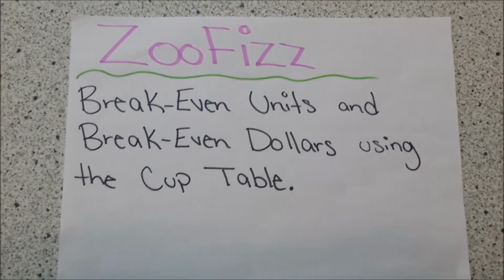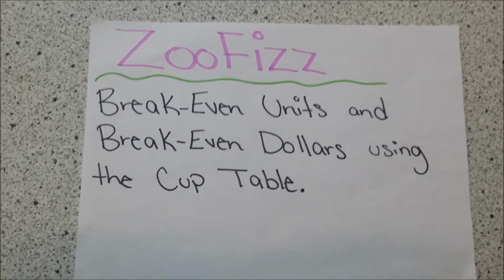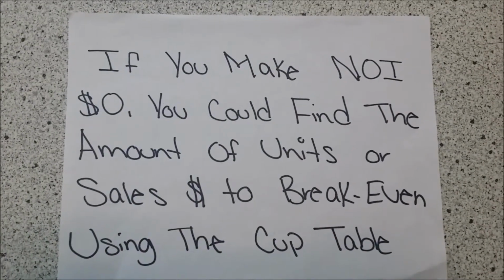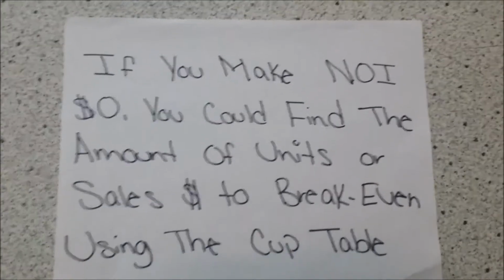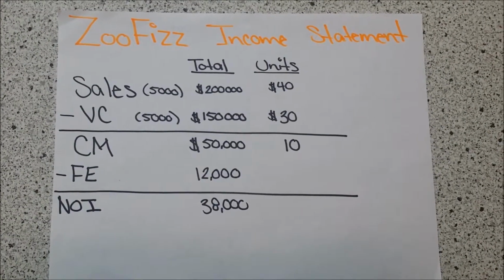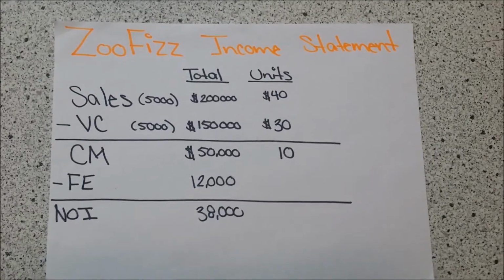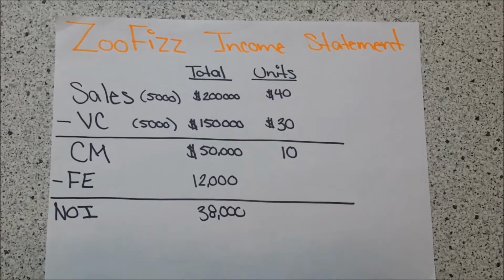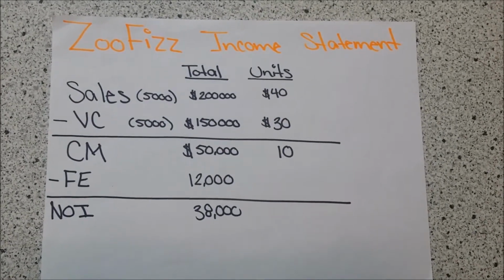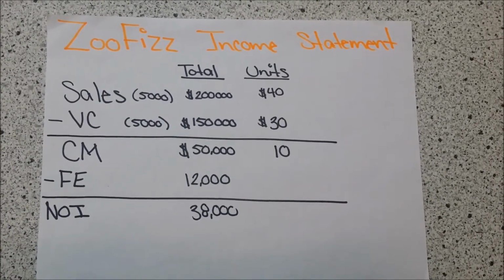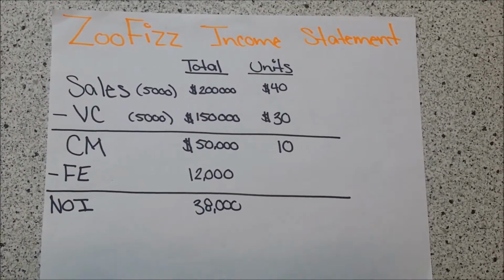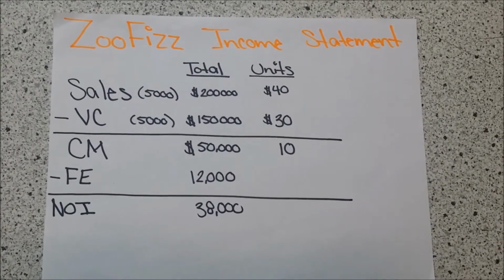Hi everyone, my name is George and I'm going to help you calculate break-even units and break-even dollars using the CVP table for our Zoo Fizz company. If you make net operating income $0, you could find the amount of units or sales in dollars to break even using the CVP table. This is now our Zoo Fizz income statement in which we use 5,000 units to calculate total sales and total variable costs. Our total sales has an amount of $200,000 with a unit price of $40. Our variable cost is $150,000 with a $30 unit price.